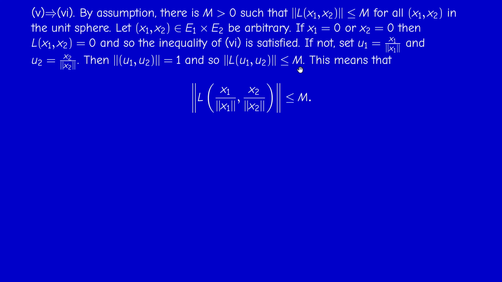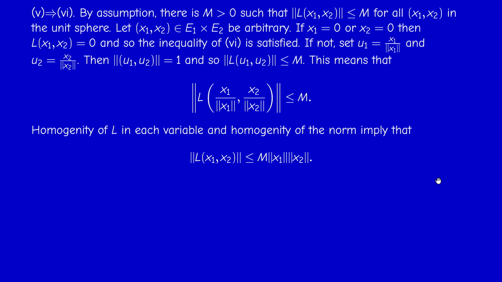And now again, I just replace U1 and U2 by their values and use once again the homogeneity of L and the homogeneity of the norm. So I can put the constants, the scalars, 1 over norm of x1, 1 over norm of x2 outside L, and then outside the norm. And then I multiply by norm x1 times norm x2, and I get the result. So just the same argument. So the same M.